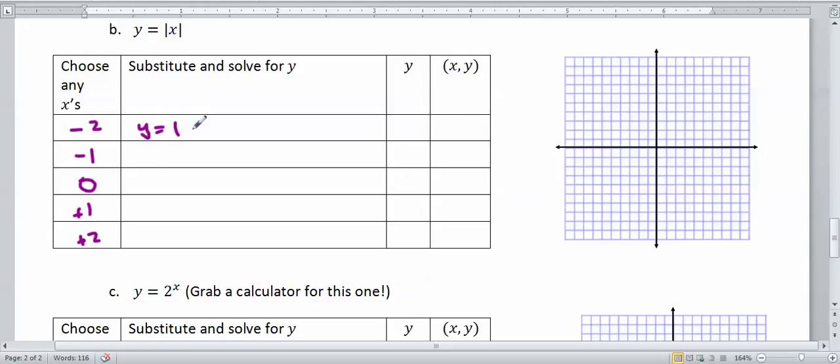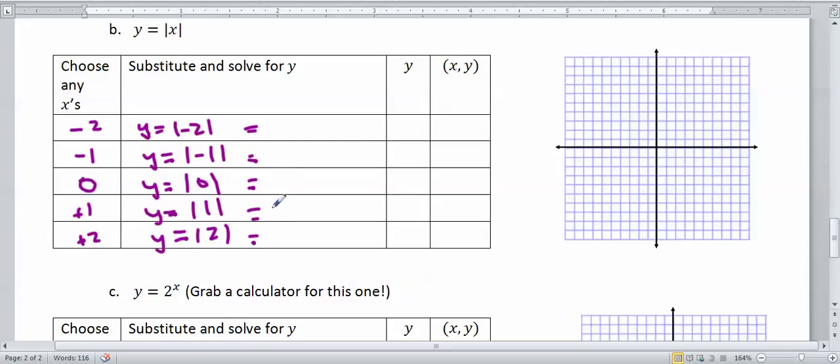Okay, so y is equal to the absolute value of -2. Y is equal to the absolute value of -1. Absolute value of 0, y is equal to the absolute value of 1, and y is equal to the absolute value of 2. Remember, with absolute values, it's just the distance away from 0 on the number line, so I make any negative numbers positive, and positive numbers stay the same because the numbers represent how far away they are from 0 on the number line.